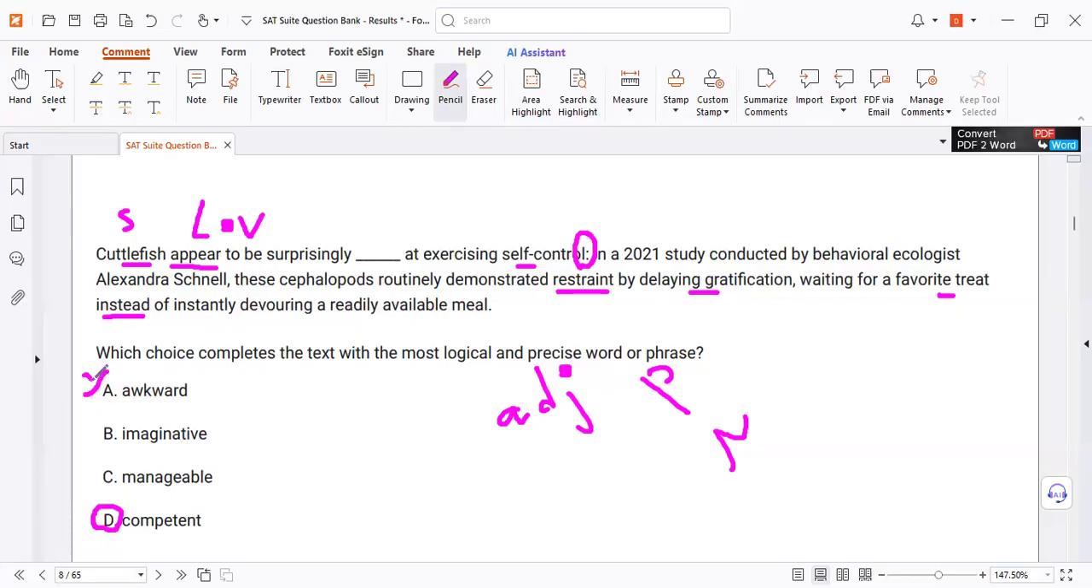Of course, we're not talking about confusing, but how? She is capable to do something. Imaginative, of course, is wrong. And manageable, we're not talking about we can manage it. Remember, manageable means capable of being controlled, not capable to control. So be careful. So letter D is explained.